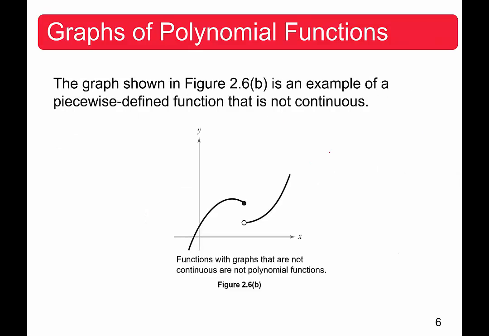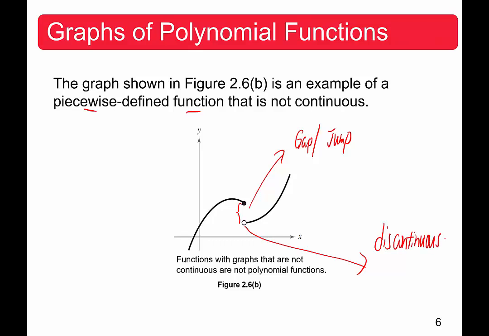Now if you look at this particular graph right here, this is a piecewise function. And right here, this is a gap, or you can say a jump. So we'll say that this is a discontinuous graph. At this point right here, the graph is discontinuous, or not continuous. And you see the difference between a continuous curve and a discontinuous curve.